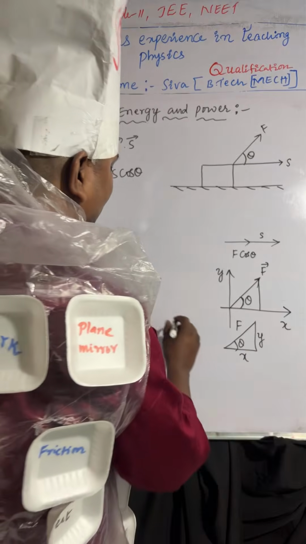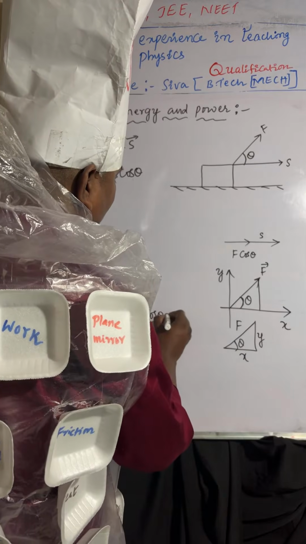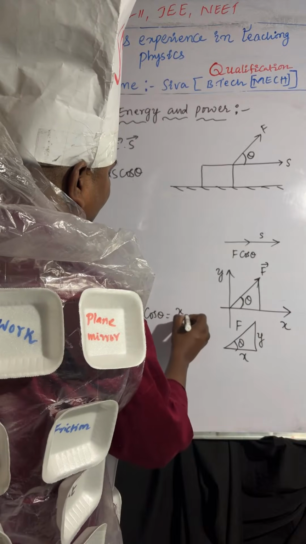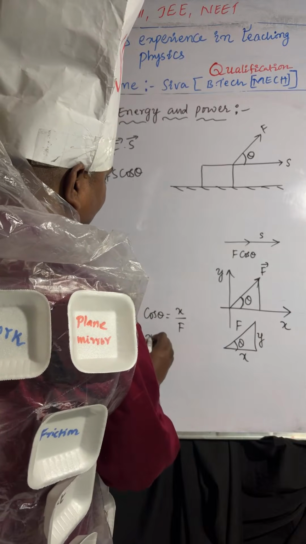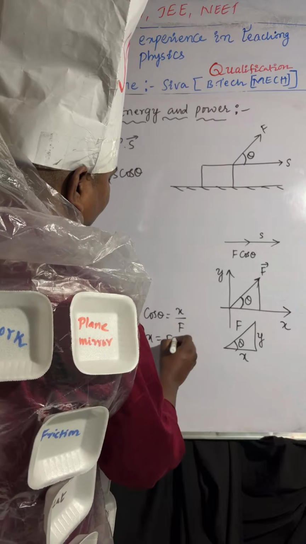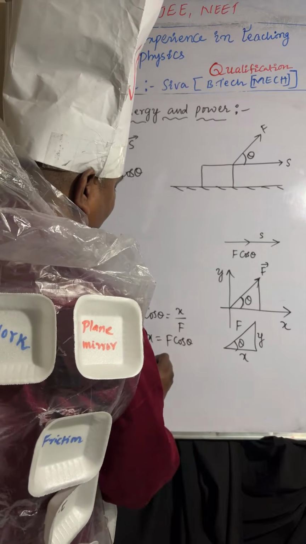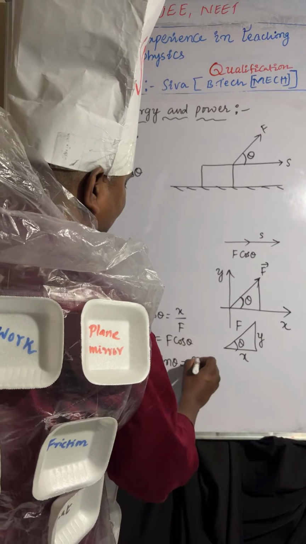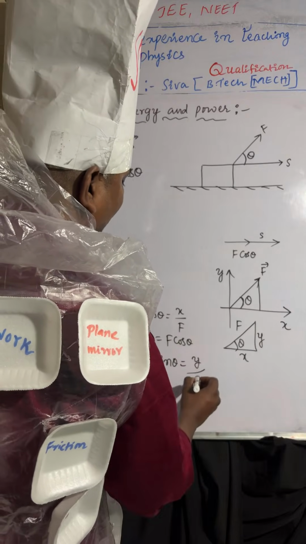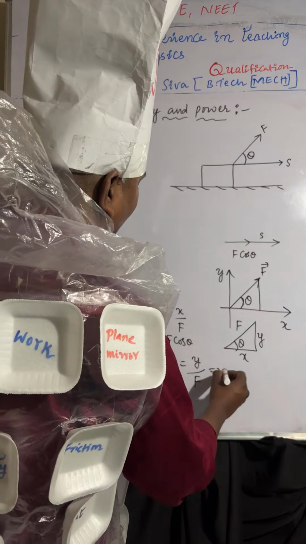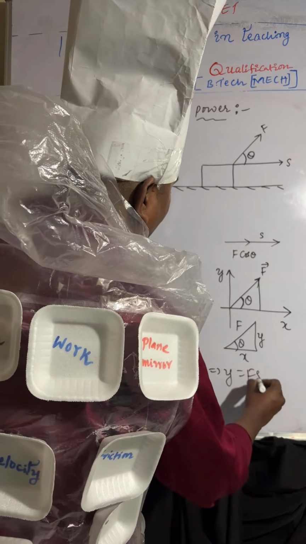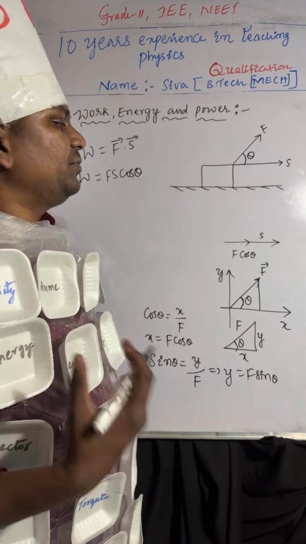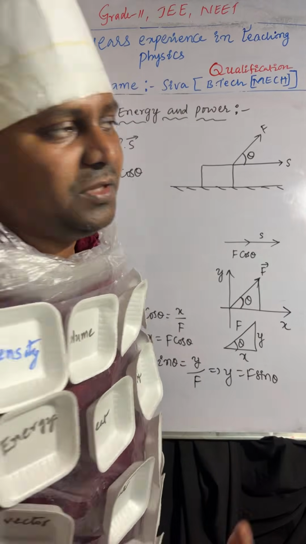Coming to the cos theta formula: adjacent side by hypotenuse. The adjacent side is along x, so x equal to F cos theta. And the sin theta formula is sin theta equal to opposite side by hypotenuse, that is y equal to F sin theta. So here, which component of force is responsible for the movement of the body?